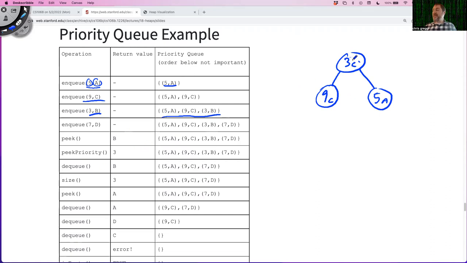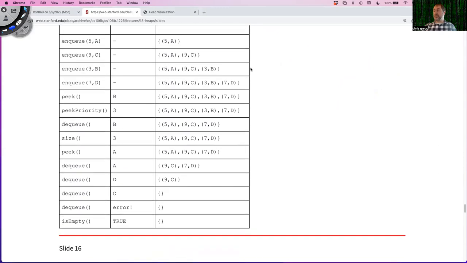And if we said peek priority, what priority would we get? Three. Nothing changes in the heap. If we said dequeue, we would remove the three, move the five up here, and then bubble down, which we don't need to do anything for. So that's kind of the idea. I don't want to go through more details. You can look through this example in a little more detail if you want to.